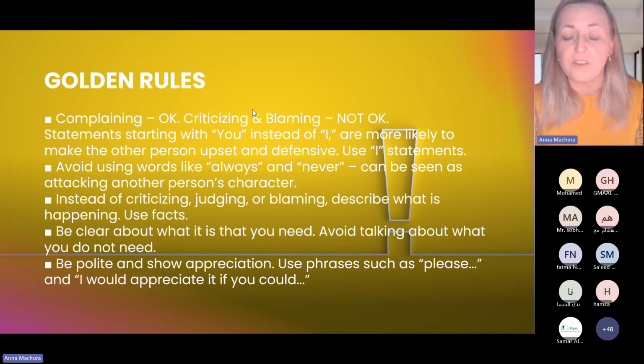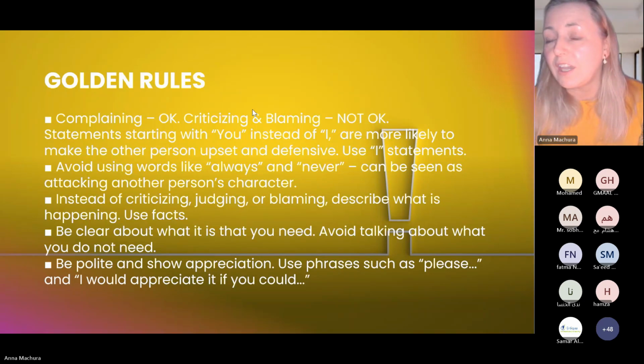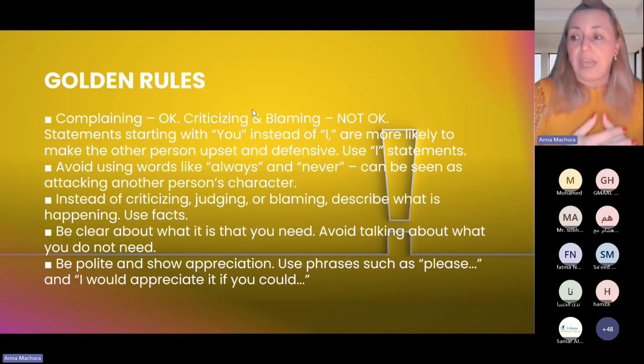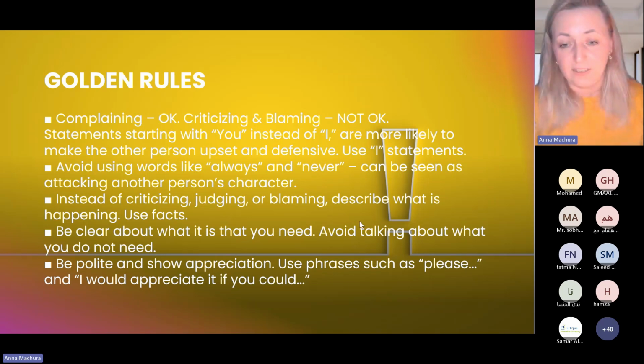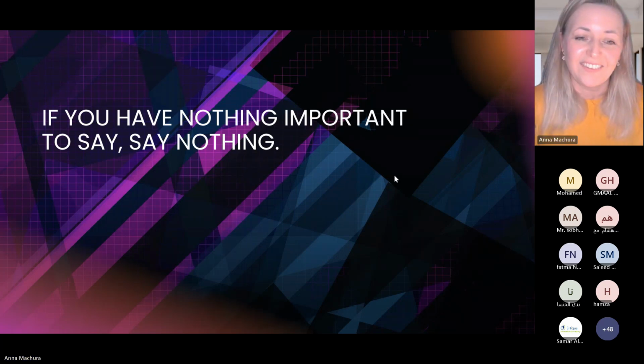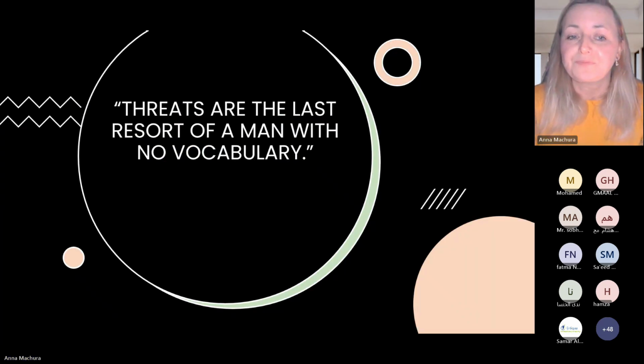Be polite, show appreciation. Gratitude is everything, appreciation, acknowledgement. So please, I would appreciate it if you could. How inviting that is and welcoming. I perspective. It's not you. Okay, it's softening the language as well nicely. So let's go further. If you have nothing important to say or nice to say, say nothing. Make it meaningful, effective. Think about it that way as well.